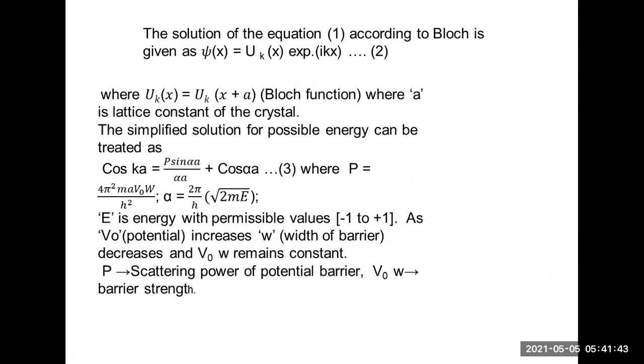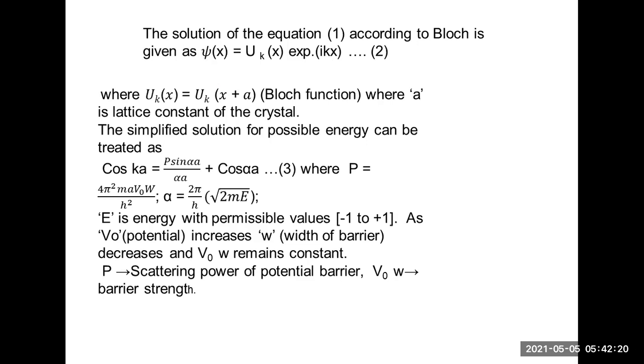Since it is a second order differential equation, and when you don't know the exact solution, we need to consider a solution. This solution was given by the scientist Bloch. He says that psi of x is equal to uk of x times exponential of ikx. This particular assumption is made by Bloch, that the Schrodinger wave equation may have this type of solution. Here, psi is the wave function.